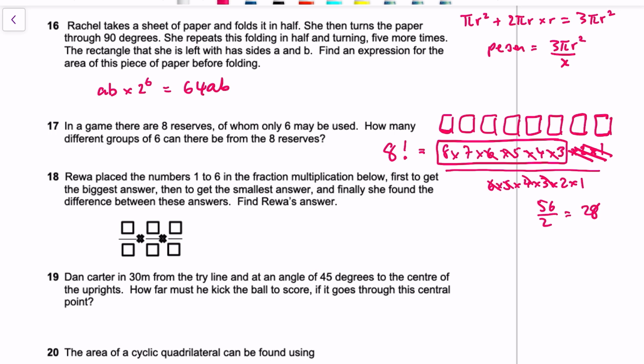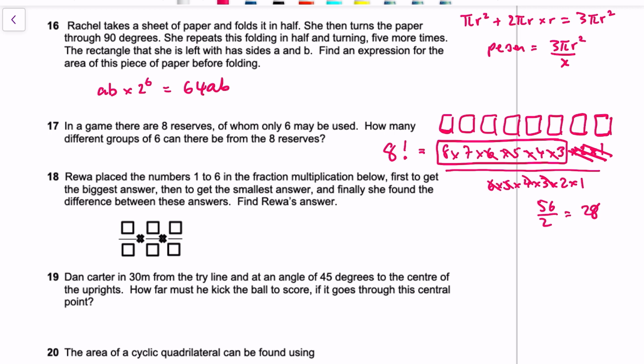Okay, so the biggest answer would be the largest number divided by the smallest number. So 654 divided by 123. Do that in the calculator. That gives me 5.317.